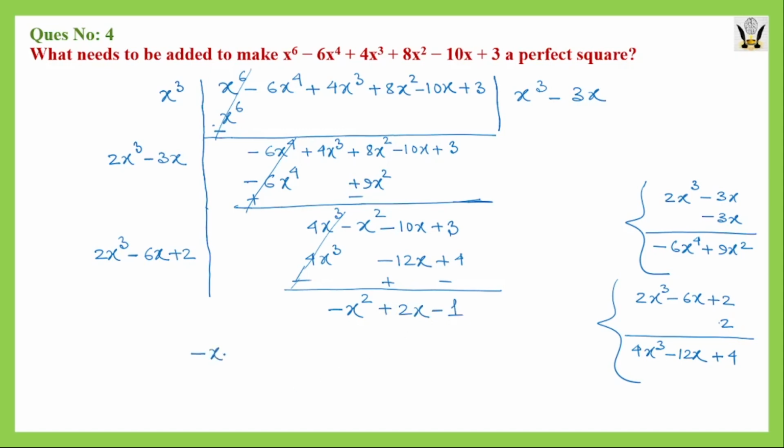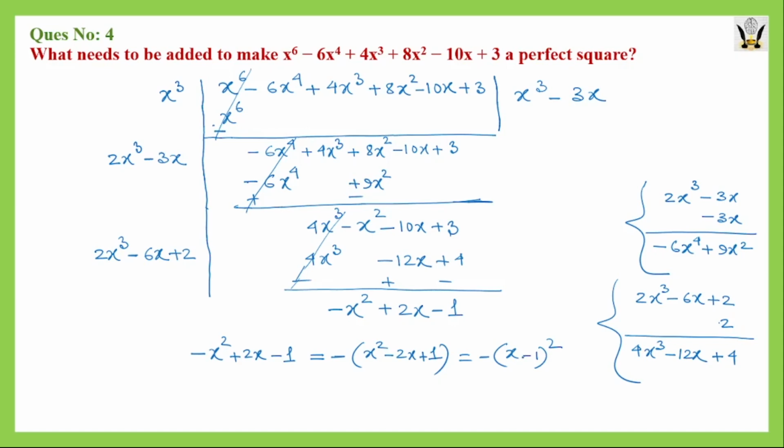So minus x square plus 2x minus 1, this is the remainder value. That means if we take minus 1 common, then it will be x square minus 2x plus 1. That means this is minus, and this is the identity a minus b whole square, so it will be x minus 1 whole square. So this much was the remainder that could not be vanished.